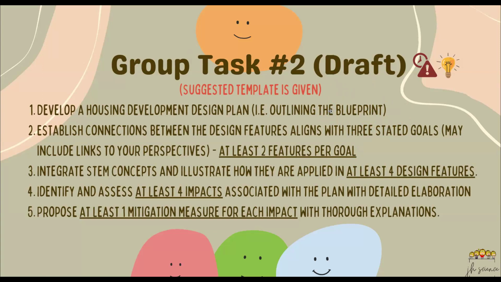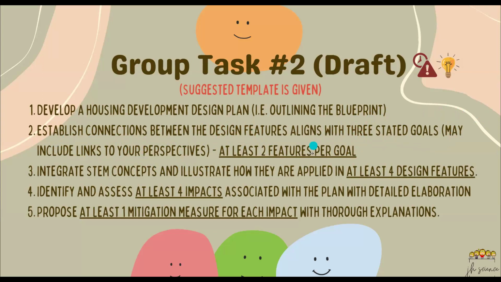Your design plans will also mean that you should decide on the design features, design features that will align with the 3 stated goals. You can choose to include the links of these design features to the perspectives. You have chosen your perspectives before this, in group task 1. Now, leveling up is using your perspectives. What kind of features should I put into my design plan such that I can achieve or align to all the 3 stated goals?